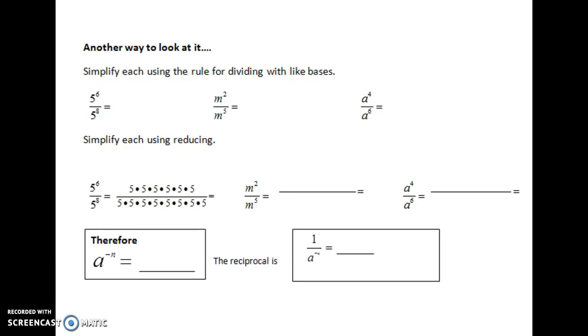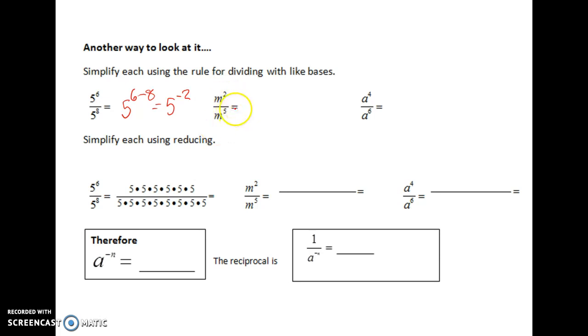Another way to look at this is just writing everything out and looking at it with like bases. So with this one, if we simplify these with the rule of dividing, remember when they have like bases, we subtract the exponents. Well, this would be the same as 5 as the base and then 6 minus 8. And we have to do it as the numerator minus the denominator. So that would be 5 to the negative 2 power.